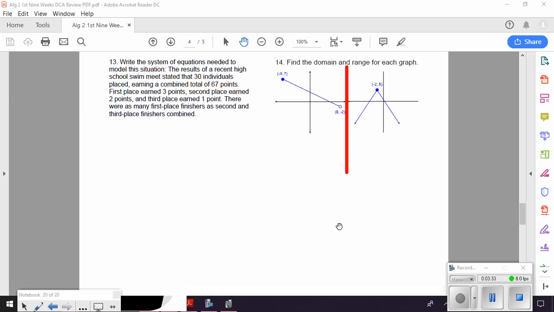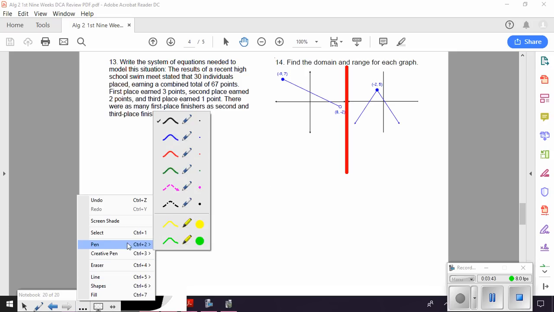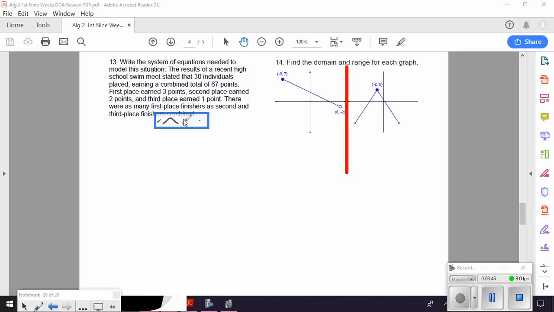14. Find the domain and range for each graph. So on the graph on the left, the lowest x value is right here at -9, and there's a closed dot. So I would put a solid line to represent -9. The highest x value is 8, but there's an open dot, so I'm going to make a dashed line at 8. So that's the frame for my graph.